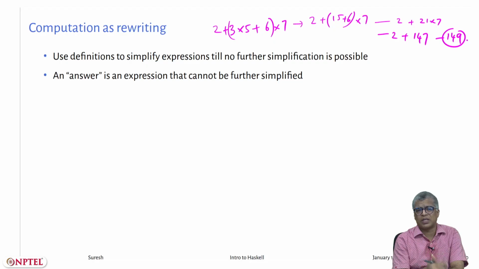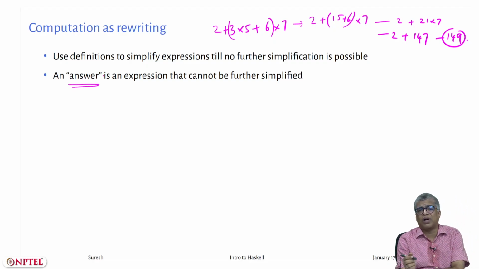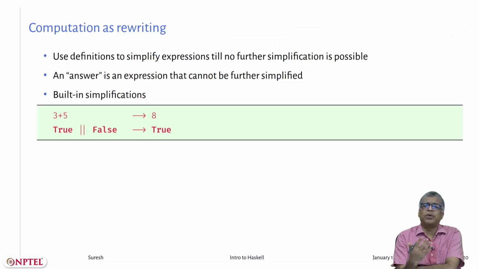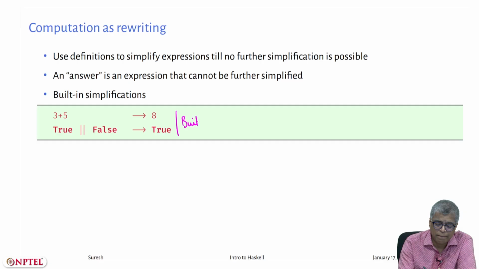This is exactly what happens in Haskell also. So an answer is an expression like this 149 that we have, that cannot be further simplified. But you have other expressions that could be simplified. 2 plus 5 can be simplified further. There are some built-in simplifications that Haskell gives you. Basic arithmetic, etc., Haskell has to give you. You cannot be expected to implement all that. So 3 plus 5 automatically gets rewritten to 8. True or false automatically gets rewritten to true. These are all built-in simplifications.